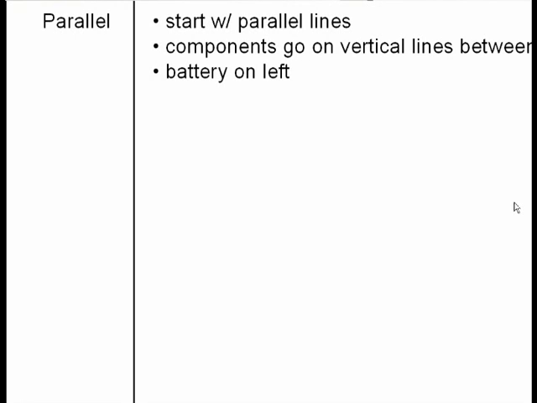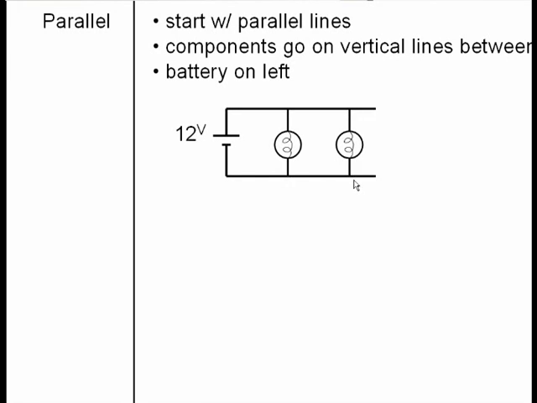For a parallel circuit, we're going to start with two parallel lines with nothing on them, and all of your components are going to go on vertical lines in between them. Again, we want the battery on the left side with the positive on the top, and then this time we'll put our two light bulbs, each one on a vertical line from top to bottom. Normally, your parallel line should end at the first light bulb here. Occasionally, I'll have a student draw their two parallel lines too long, and the question is, can we connect these? The answer is absolutely not.